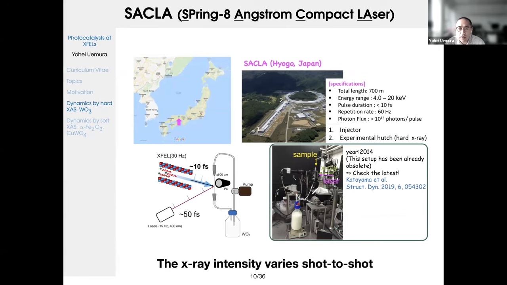Then they have had a lot of development, so nowadays it is a very useful facility for users as an XFEL. So here are the electron guns. Then the electrons will be created at this injector hutch.